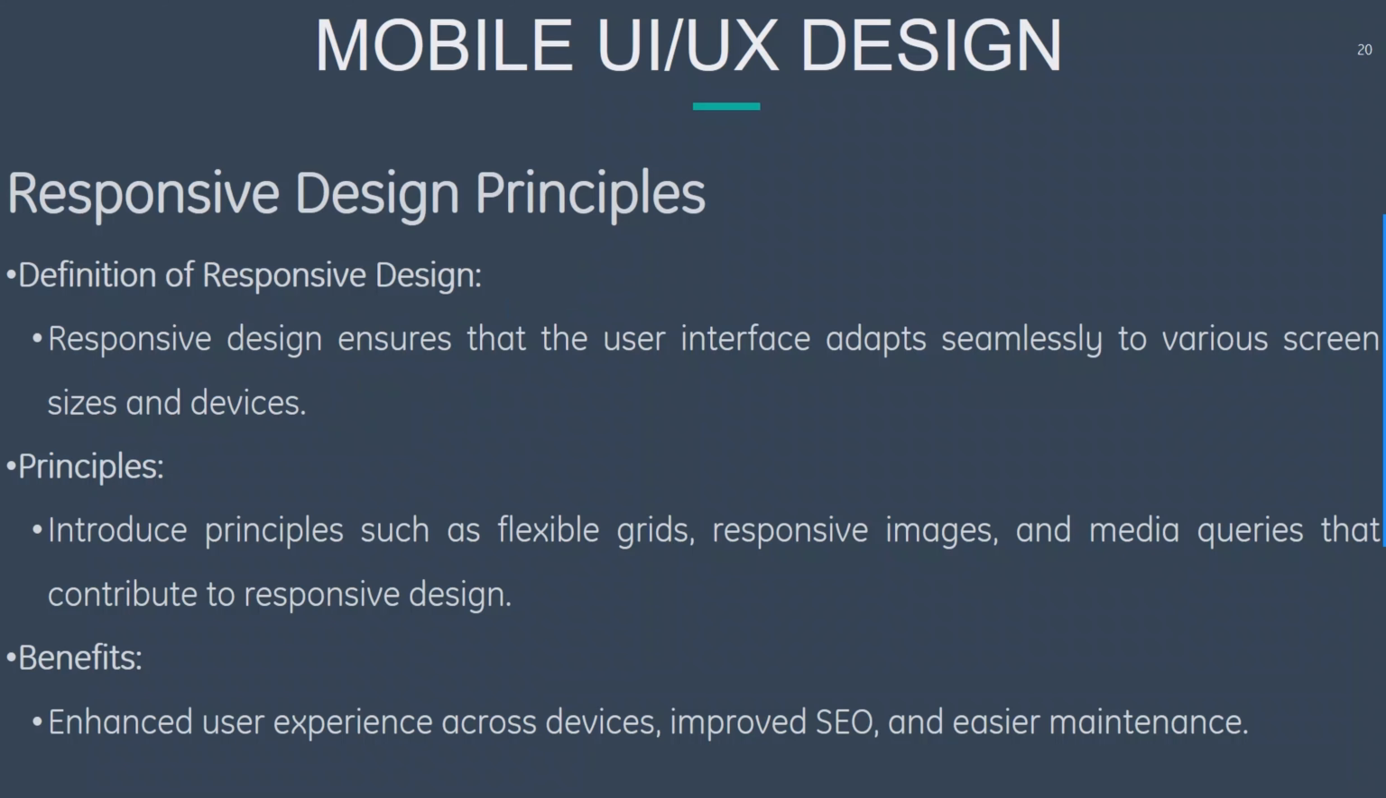Next, we have the mobile version of UI and UX design. This is responsive design principles. So, what is responsive design? Responsive design ensures that the user interface adapts seamlessly to various screen sizes and devices. Then we have the principles. This introduces principles such as flexible grids, responsive images, and media queries that contribute to responsive design. What are the benefits of this? We enhance user experience across devices, improve SEO, and make maintenance easier.